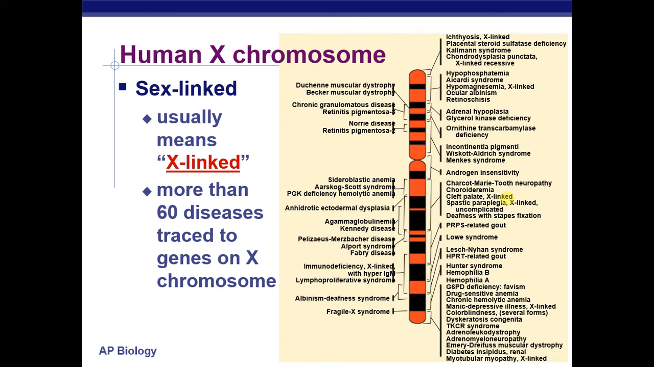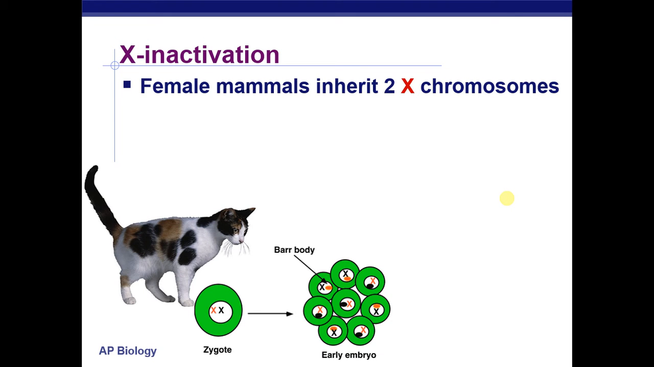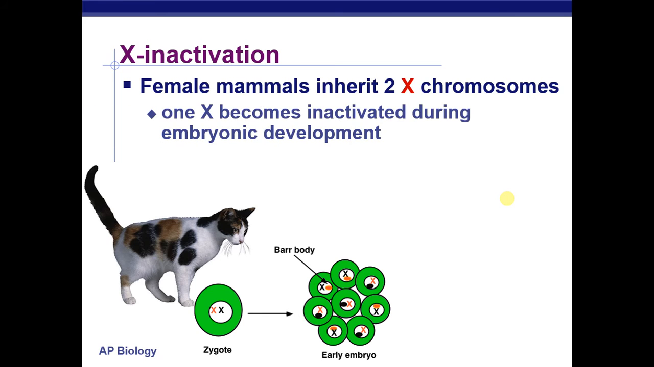But just first to finish up some of the non-Mendelian things we were talking about, there is also a phenomenon called X-inactivation. So in female mammals, they inherit two X chromosomes. And so one actually becomes inactivated during embryonic development, and it becomes inactive. It doesn't really do anything anymore, and we call it a bar body.